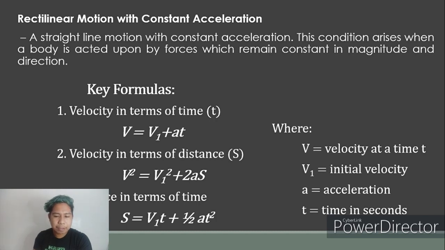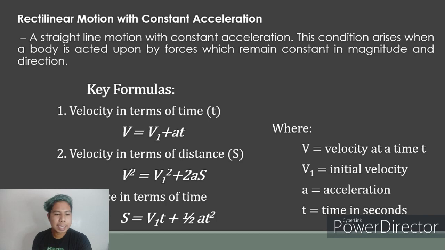So v is the velocity at a time t, or also ito yung tinatawag nila na final velocity of the object. v1, ito yung initial velocity ng object, then a for acceleration, and t, time in seconds. So ayan po, itong tatlong to na formula, ito ang malimit nating gamitin, or ito ang ating parating ginagamit kapag nagsosolve tayo ng problem ng rectilinear motion with constant acceleration.